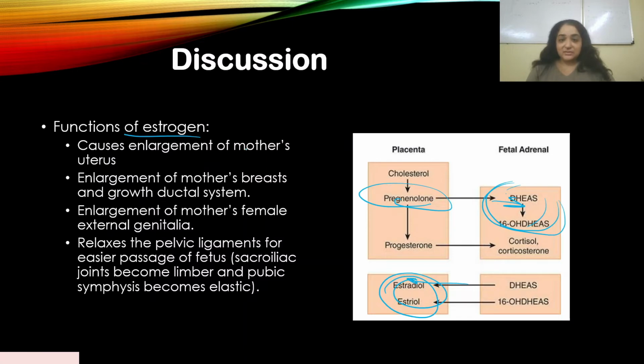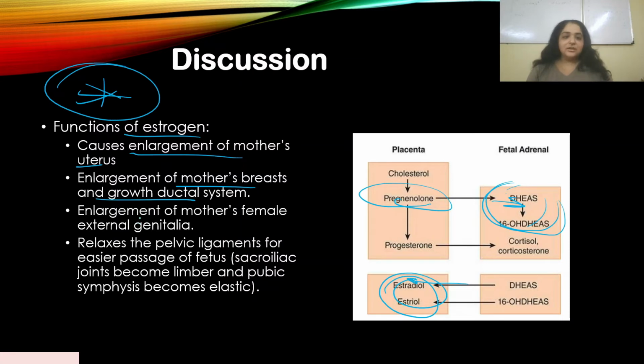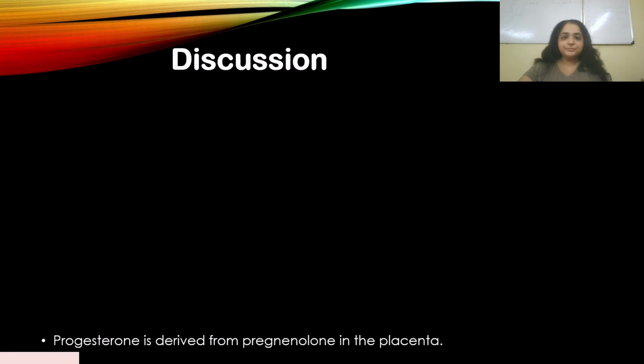This is the important part, to understand what estrogen does. It causes enlargement of the mother's uterus, enlargement of the mother's breasts and growth of the ductal system for lactation, and enlargement of the mother's external genitalia, and it relaxes the pelvic ligaments for easier passage of the fetus. Okay, so during parturition, it relaxes the pelvic ligaments for easier passage of the fetus. All right, so these are the functions of estrogen.